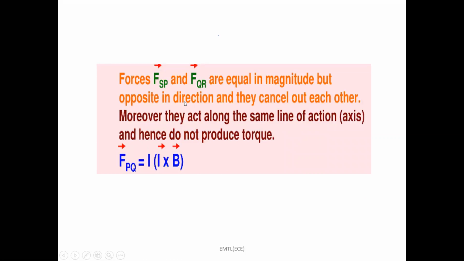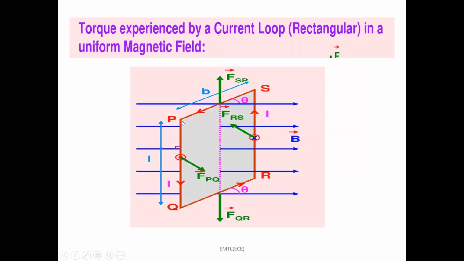Now, the forces on sides SP and QR are equal in magnitude, but they are in opposite directions. Due to that, they cancel each other. Moreover, they act along the same line of action. That means the axis, and hence the dot product between them, does not produce a torque. Now, the side PQ.